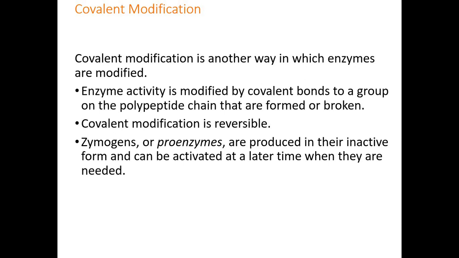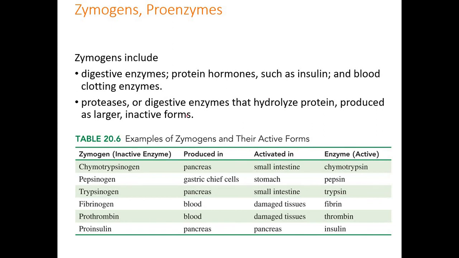Lastly, we have covalent modification. It's another way in which enzymes are modified. From the word itself, it's modify, okay, modified by covalent bonds. So the enzyme activity is modified by covalent bonds to a group on the polypeptide chain that are formed or broken. So this modification is reversible. So for example, zymogens or proenzymes, like the insulin. Zymogens or proenzymes are produced in their inactive form. Examples are digestive enzymes and proteases.